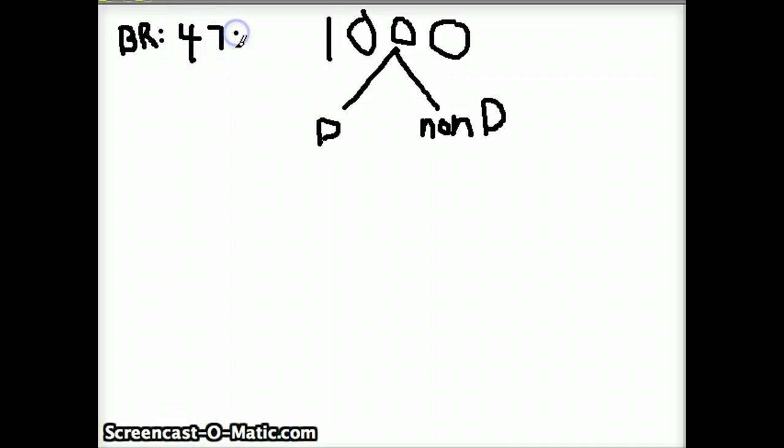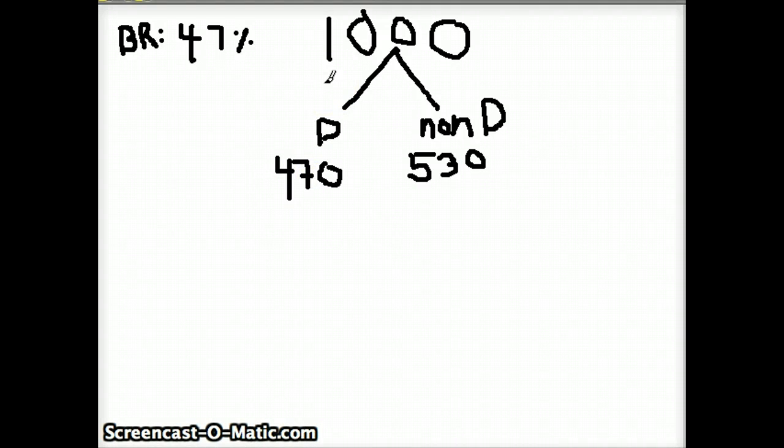So we know that 47% of 1,000 have the disease. 47% of 1,000 is 470. Now, how many people do not have the disease? Well, the rest of those people don't have the disease. So 1,000 minus 470 is 530. And over here I notice that I have written this 7 to look a little bit too much like a 1, so maybe I'll fix that.